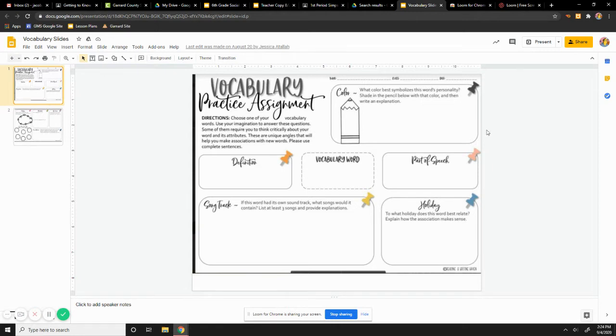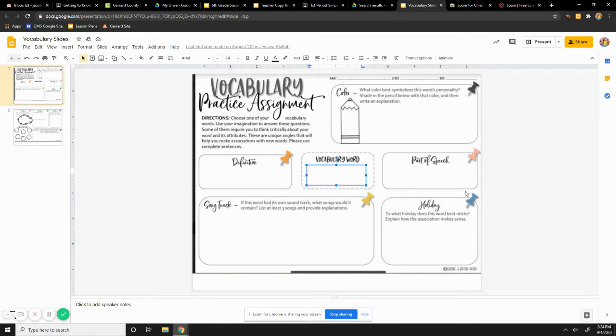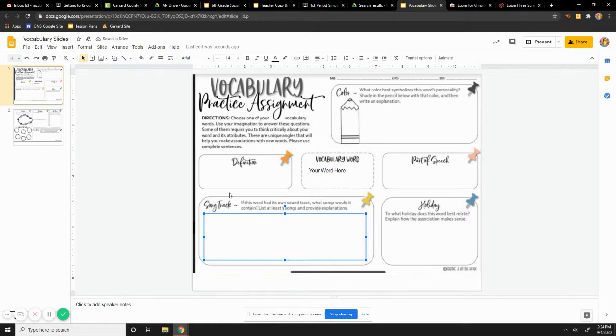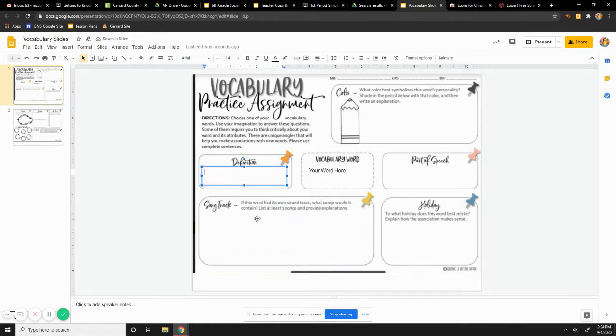So the first thing you're going to do is click on the vocabulary word in the middle, and I have already added the text boxes, so you should not have to add those. So you're going to add your word. Okay. Then go ahead and do the definition. You can type in the definition there.